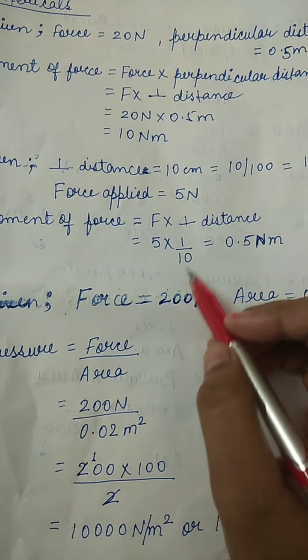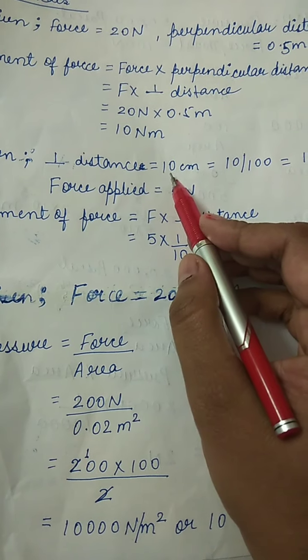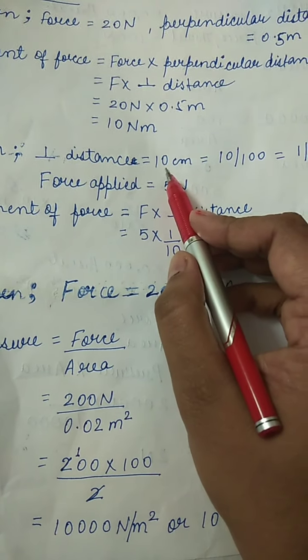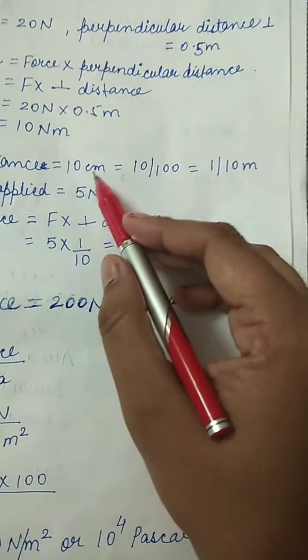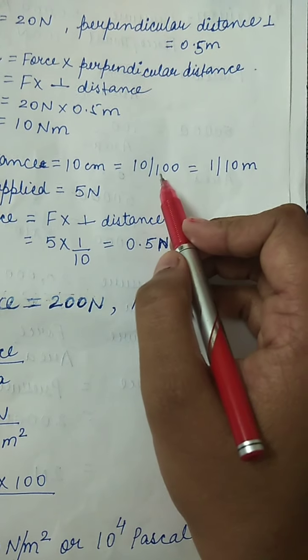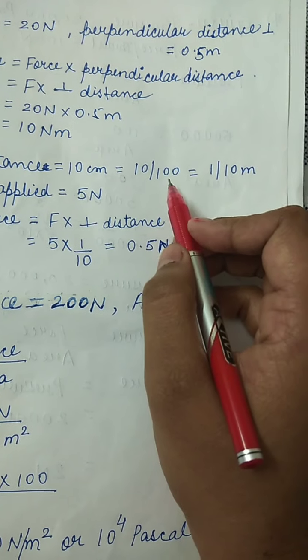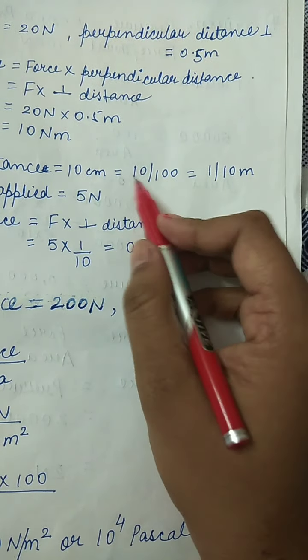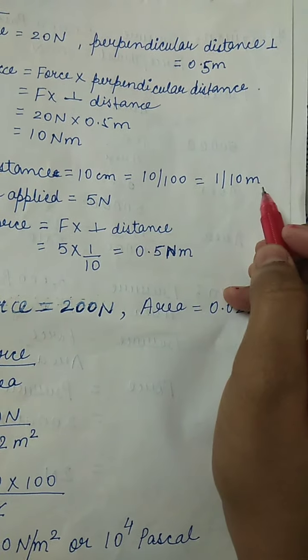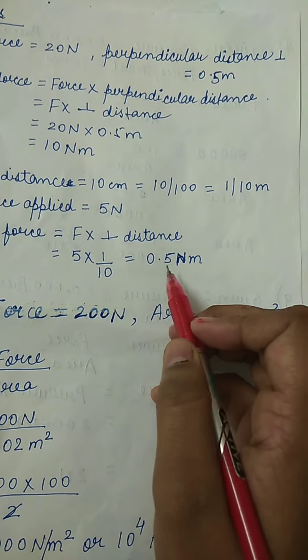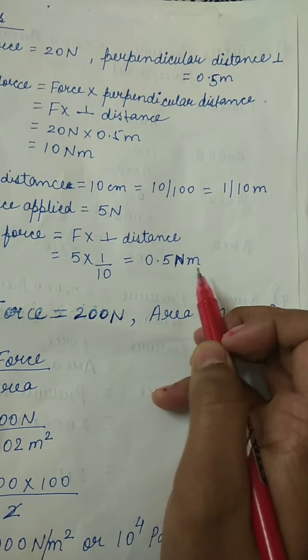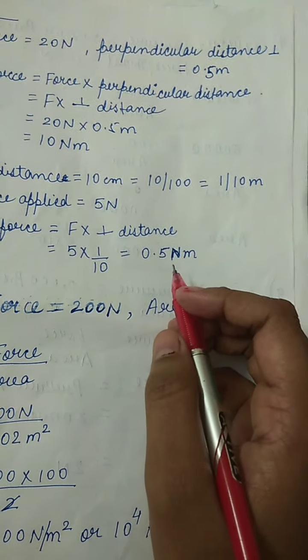Why are we writing 1 by 10? Because it is given in centimeters. So we will convert this centimeter into meter, and for converting centimeter into meter, we have to divide by 100, because 1 meter is equal to 100 centimeter. So 10 centimeter will be 10 by 100, which is 1 by 10 meters. So it will be 0.5 Newton meter, the unit of moment of force. I hope it is easy.